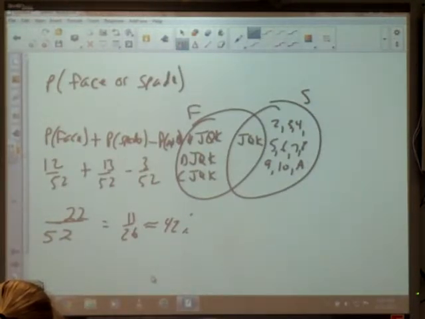Okay, why did we subtract on that one? Because we had some that were overlapping, some that were in both. It was not mutually exclusive. You could be a face card or a spade at the same time.